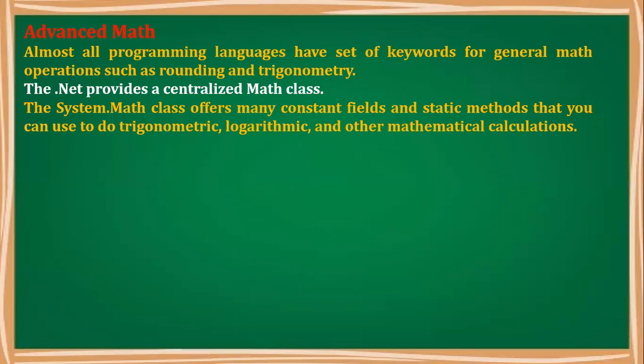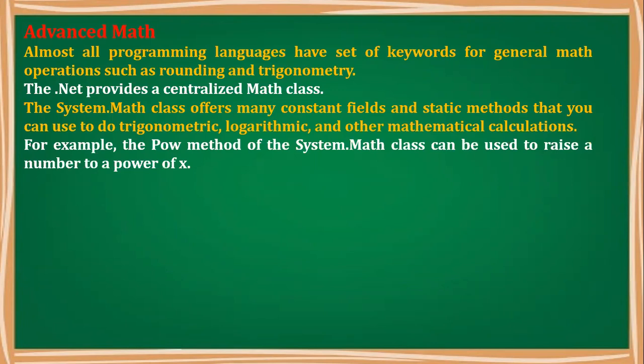So these static methods you can use to do trigonometry, logarithms, and other mathematical calculations. For example, the Pow method of the System.Math class can be used to raise a number to the power of x. This is just an example, we are not going into depth here. For example, we have created a variable of double type. The name of the variable is answer.